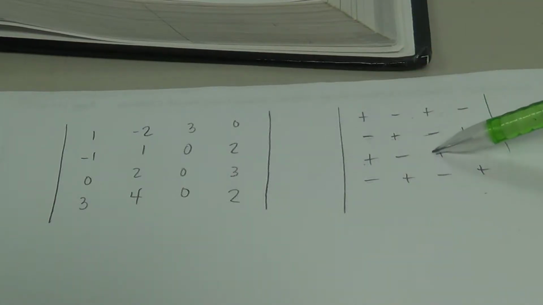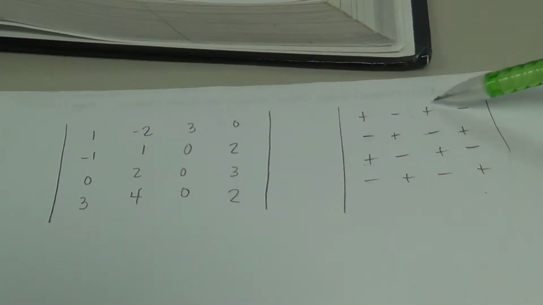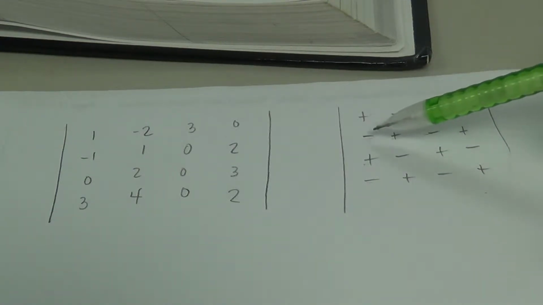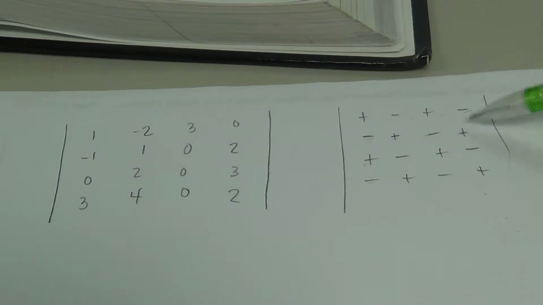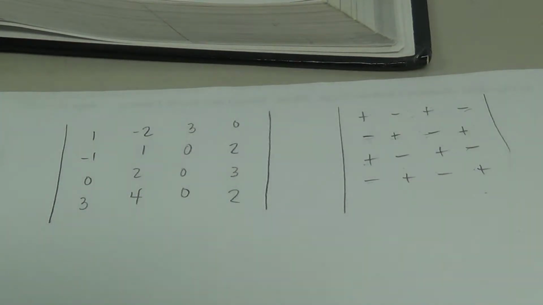So here's the checkerboard, plus minus board that associates. Notice it goes plus minus, then it starts the other way, minus plus minus plus, plus minus plus minus, minus plus minus plus. So that's the checkerboard that's going to help us with this problem.